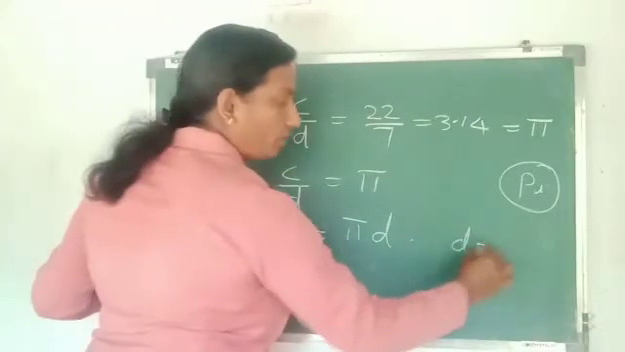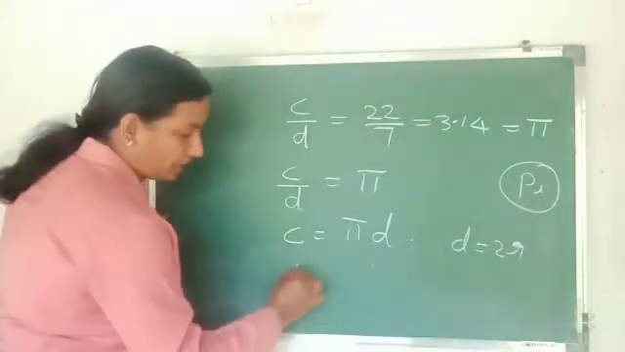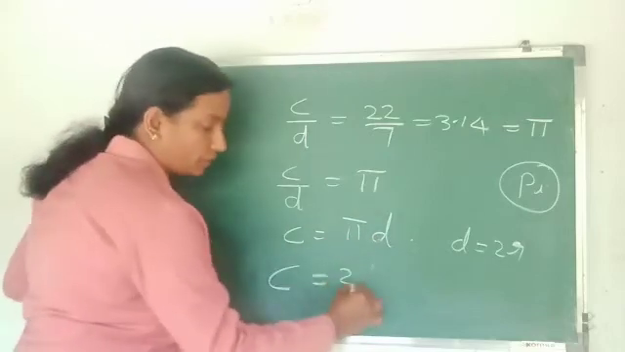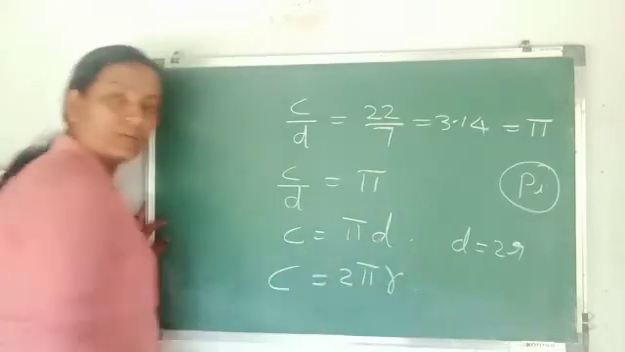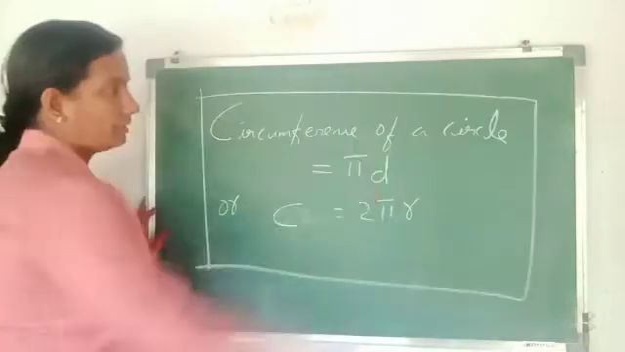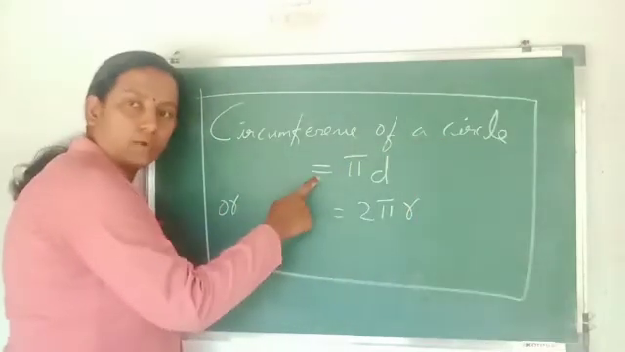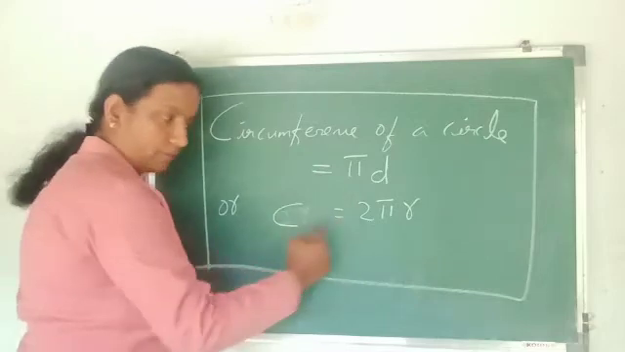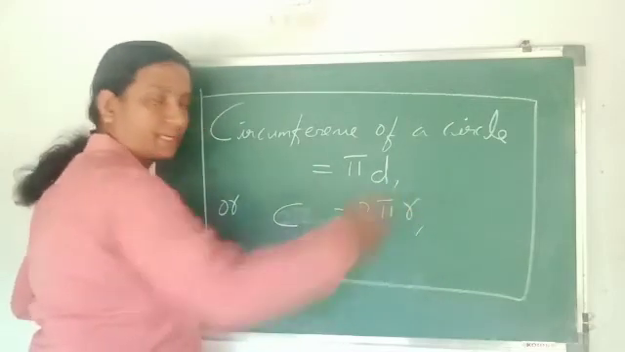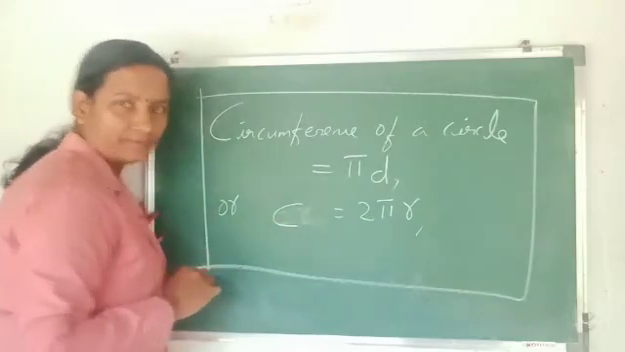We know D is equal to 2r. So we can write circumference equal to, instead of D, 2r. So it is 2 pi r. So the circumference of a circle is 2 pi r. Okay, circumference of a circle is equal to pi D, or circumference of a circle is equal to 2 pi r, where r is the radius and D is the diameter.